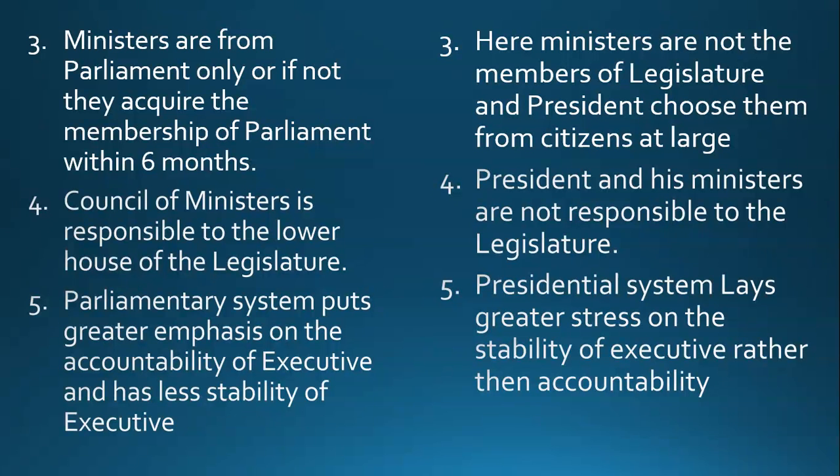Now what does it mean? So it means that if legislature thinks that executive is not performing its work well, or the policies of executive are not good, then legislature even has the power to remove the executive. Means the government is not stable. The government is on the pleasure of legislature. Okay, so when legislature wants, legislature will remove the executive. So it means that the government is accountable, but the government is not stable. But what happens in presidential system? That it lays greater stress on the stability of executive rather than accountability.